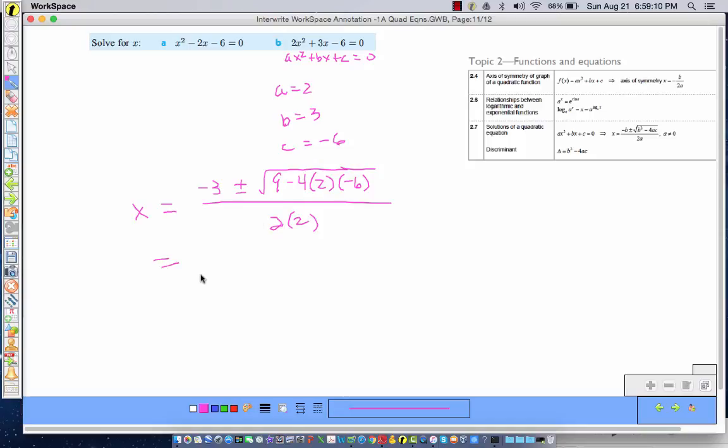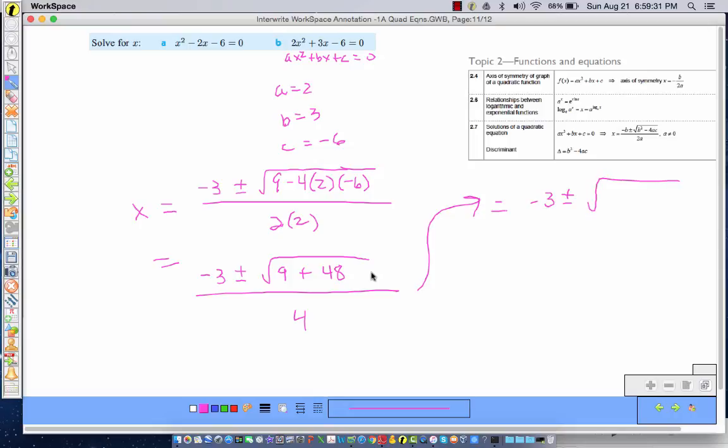So I've got to clean up in here, negative 3 plus or minus the square root of 9. 4 times 2 times 6 is 48. How do I know it's positive? Because I have a negative times a negative here, which is a positive. All over 4. This equals negative 3 plus or minus the square root of 48 plus 9 is 57, over 2, which is a perfectly acceptable answer. 57 can't be simplified, so we are good there.